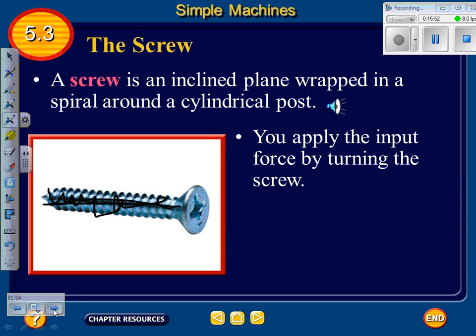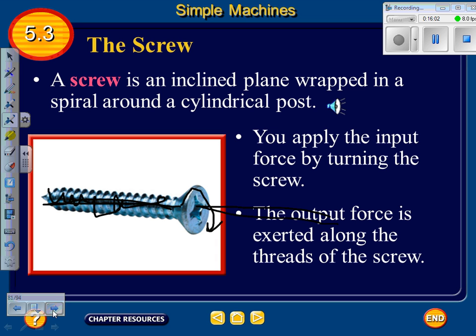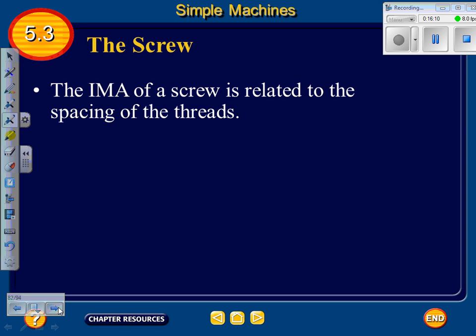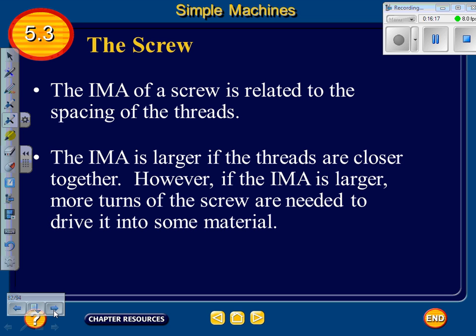You apply the input force by turning the screw. So you put a screwdriver in there, you turn it, that's your input force. The output force is exerted along the threads of the screw, so exerted along here. The ideal mechanical advantage of a screw is related to the spacing of the threads. The IMA is larger if the threads are closer together. However, if the ideal mechanical advantage is larger, more turns of the screw are needed to drive it into some material.